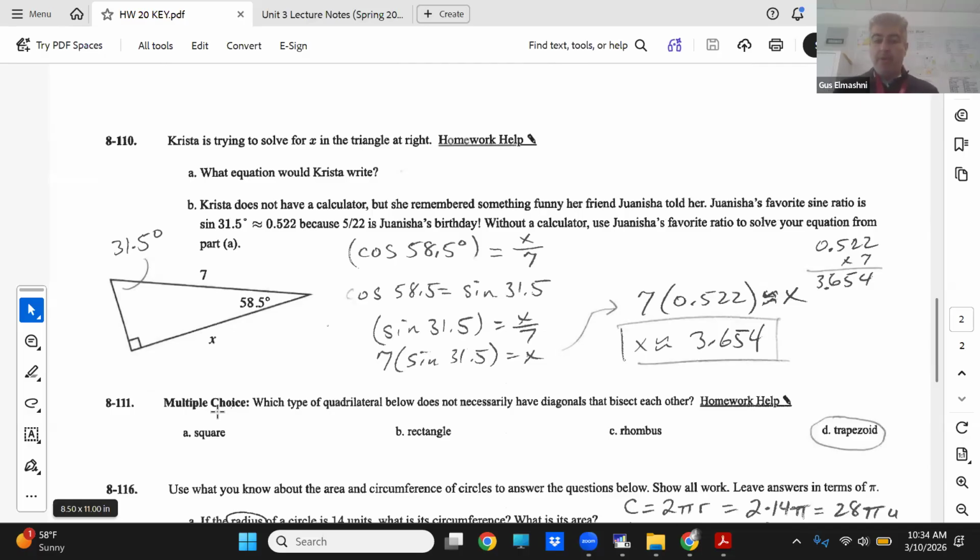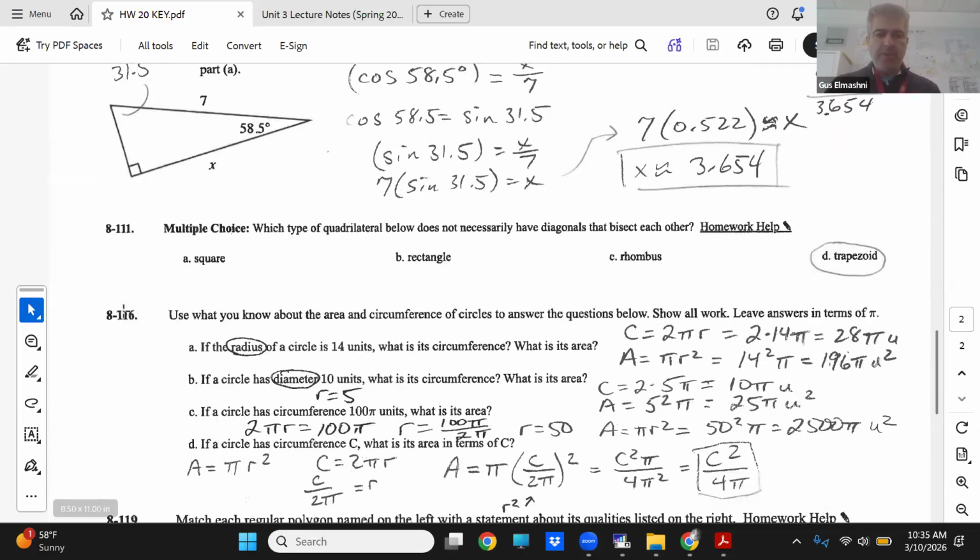They do bisect for a square. They do bisect for a rectangle. They do bisect for a rhombus. Trapezoid, they may not. Only if it's isosceles. They bisect. And again, 110 just using basic trig skills.